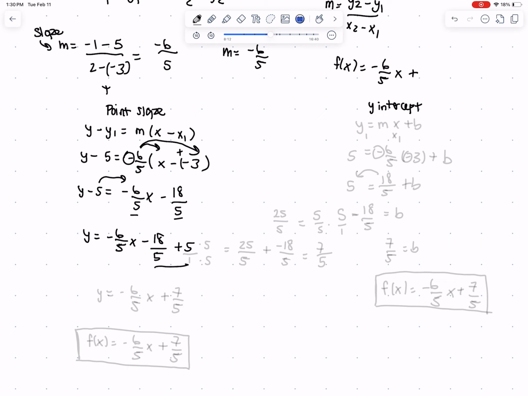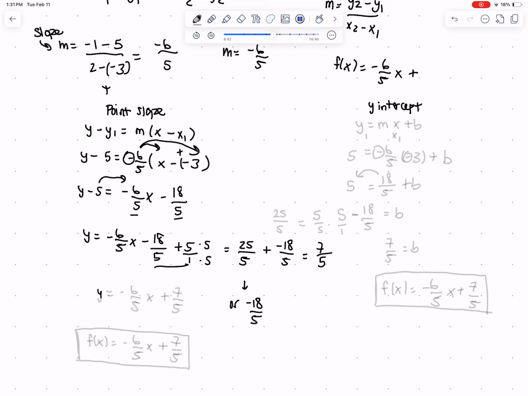And how we do that is I just make the bottom over 1, and then if I wanted to get the same denominator as the left, I need to multiply top and bottom by 5. This means I get 25/5. So that means now I can add it to the -18/5. The denominator is going to still be 5, but then when we do the math here, we get 7/5.